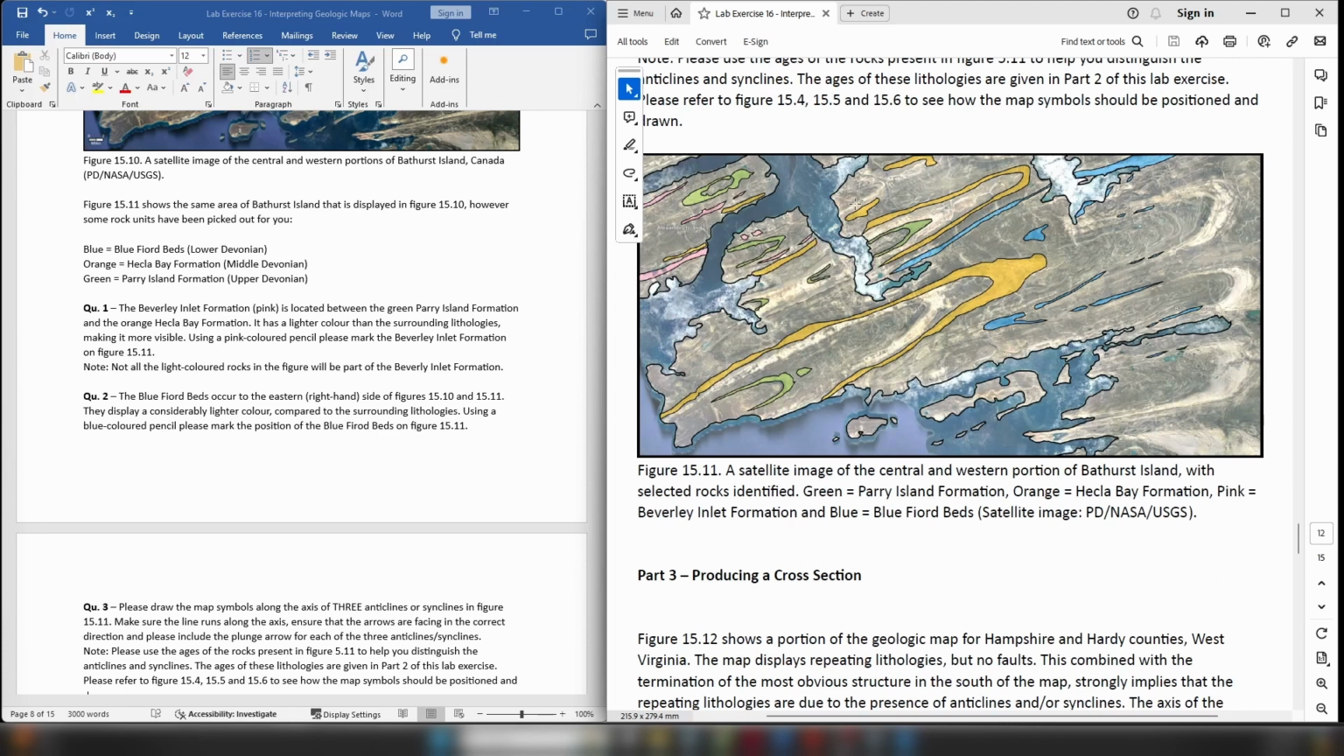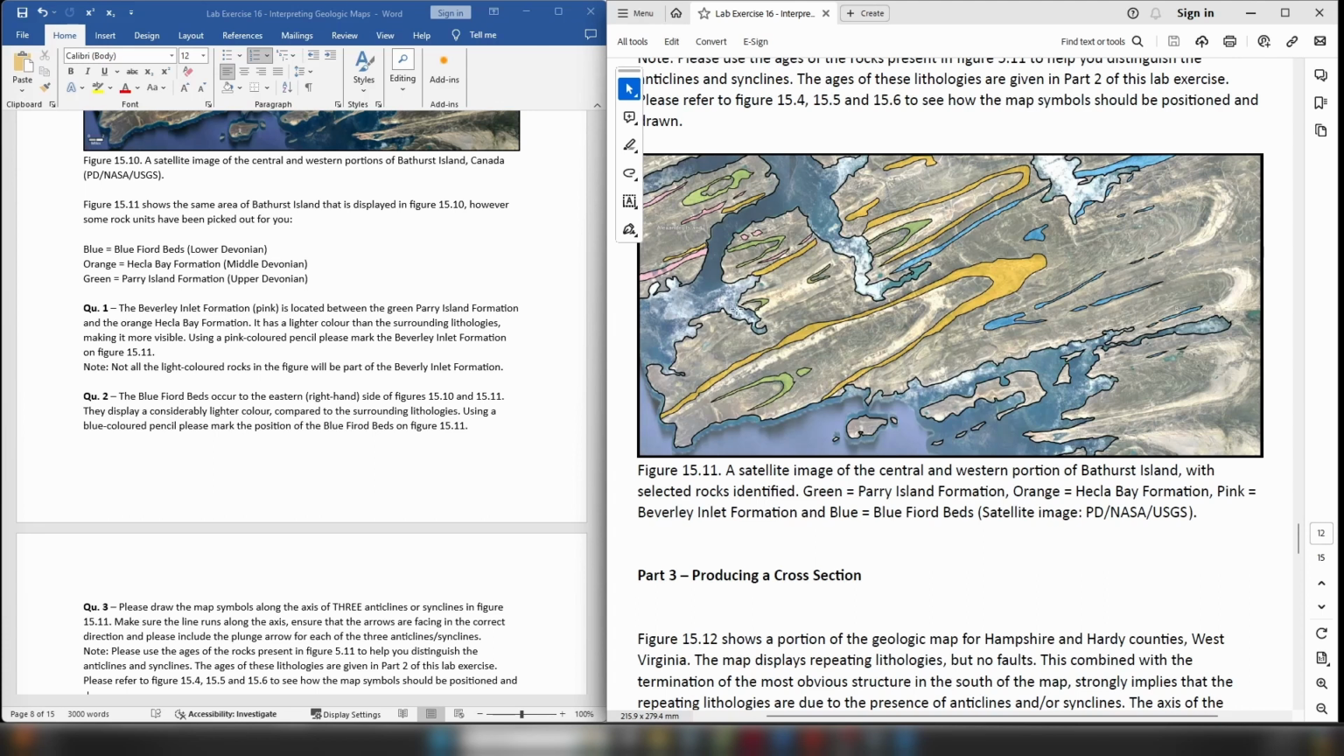So for instance, you could say that maybe this sweep of lighter colored rock here is also the Beverly Inlet Formation, because it would be located between the Hecla Bay Formation right here and the Parry Island Formation located right here. Now, to be clear though, not every light colored rock is going to be the Beverly Inlet Formation. So over here, you can pick out light colored rocks as well. However, they are not the Beverly Inlet Formation because we know they are not located between the Hecla Bay Formation and the Parry Island Formation.